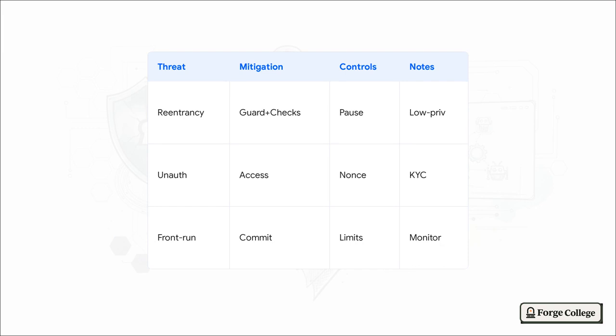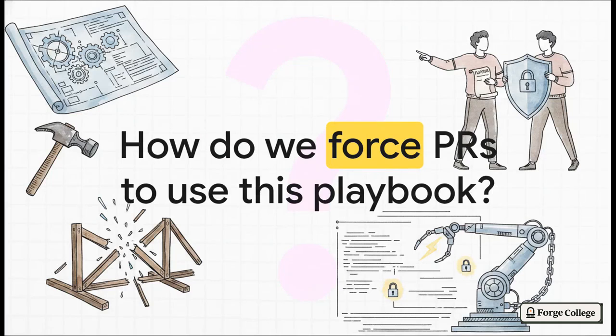Just to give you an idea of how this layered approach works, if the threat is an unauthorized withdrawal, your primary defense is strict access controls and signatures. But your fallback? That's nonce replay protection, basically ensuring a hacker can't just copy-paste an old transaction, alongside off-chain KYC gating. This kind of mapping is your absolute source of truth. But here's the catch. A blueprint is completely useless if the builders ignore it and just start hammering away. So how do we force pull requests to actually abide by this playbook? How do we take human error completely out of the equation?